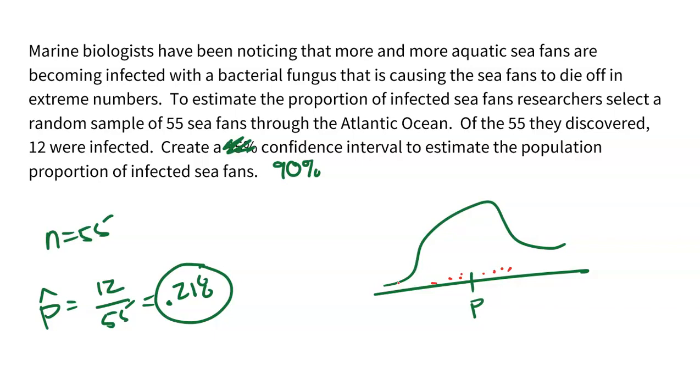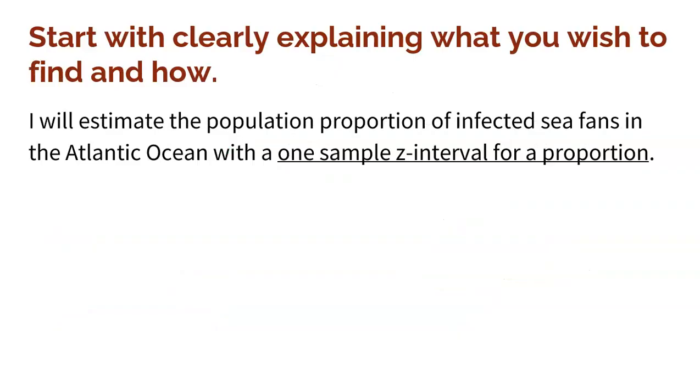And if I built an interval around my sample, I'm hoping to catch the truth. So here I go. Step 1, I will estimate the population proportion of infected sea fans in the Atlantic Ocean with a 1 sample z interval for a proportion. You could also say that in reverse. This is a 1 sample z interval for the population proportion of infected sea fans in the Atlantic Ocean, as long as you have the context and the name.